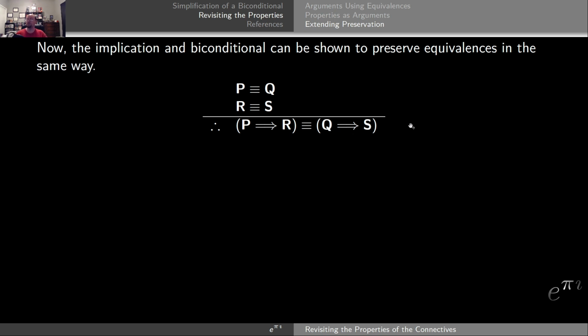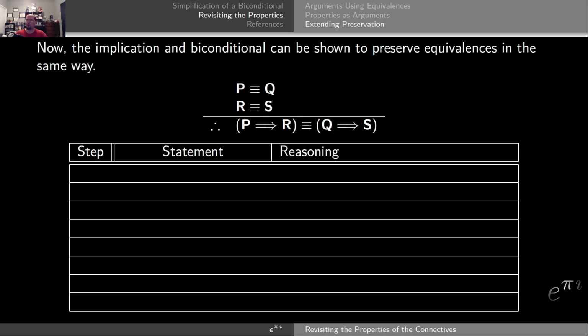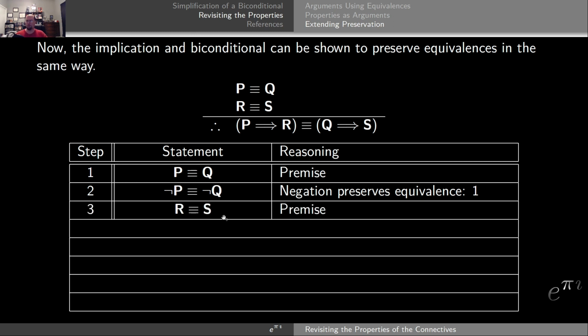How I'm going to do this is to just bootstrap up the disjunction property I just showed. So I'm going to start with the first premise, P is equivalent to Q. Now we already know that negation preserves equivalences, so negation P is equivalent to negation Q. I now introduce the second premise, that is R is equivalent to S. I now use the disjunction property that we just showed. Disjunction the left-hand sides, disjunction the right-hand sides, that gives me this: negation P, disjunction with R, is equivalent to negation Q, disjunction with S. I'm almost done. All I need to do now is reformulate these into implications.